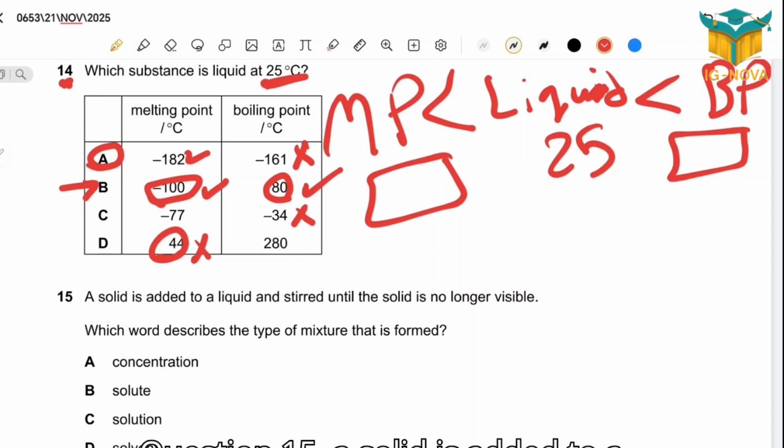Question 15. A solid is added to a liquid and stirred until the solid is no longer visible. Which word describes the type of mixture that is formed? When we add a solid to a liquid and mix together, the solid is called the solute, the liquid is called the solvent, and the mixture is called a solution.